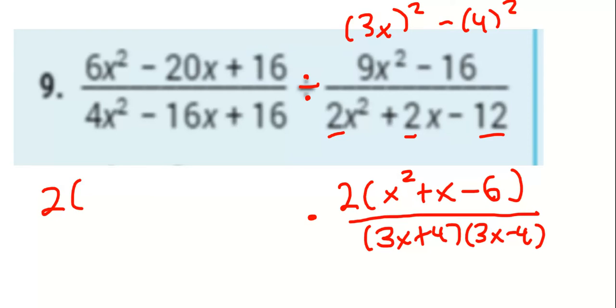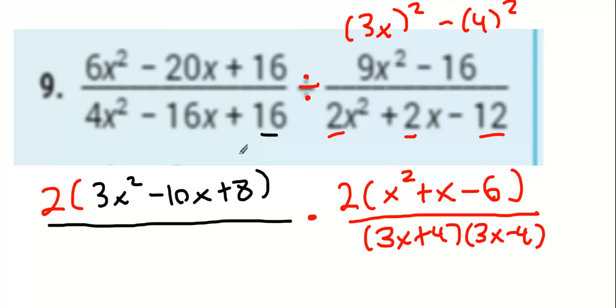Okay, lads. So I'm just going to continue working on this. All right, going to take out 2 and get 3x squared minus 10x plus 8. All right, and on the bottom one, I notice they're all divisible by 4. So I'm going to take out 4. I'm going to be left with x squared minus 4x plus 4.